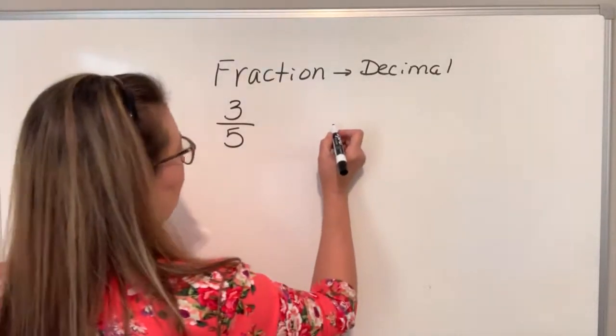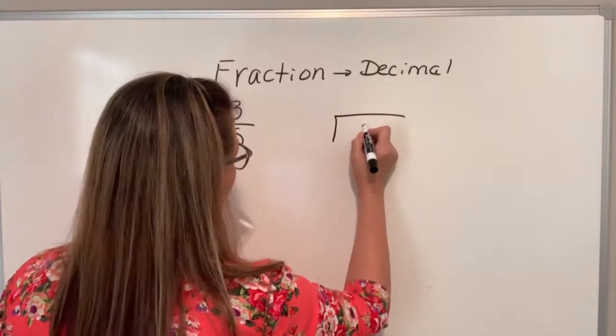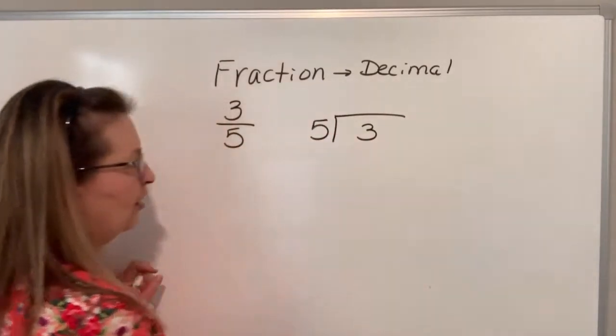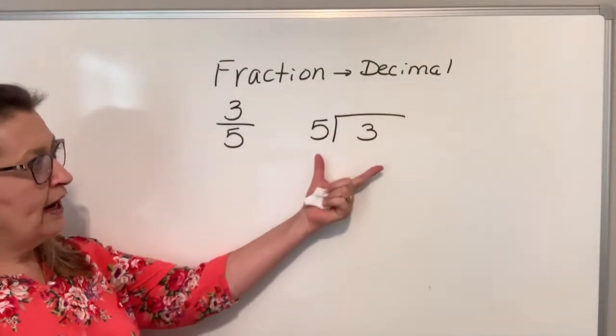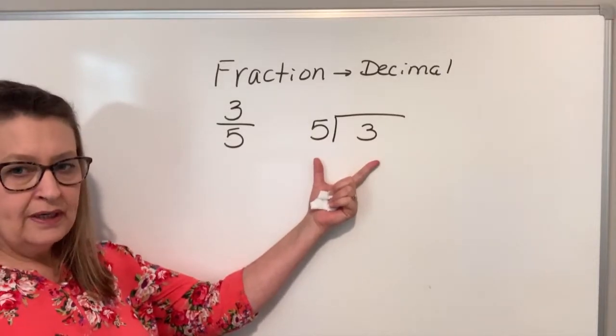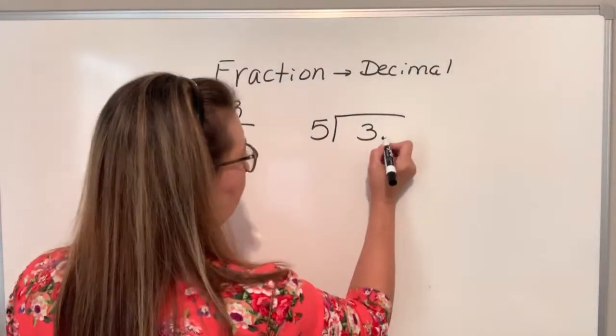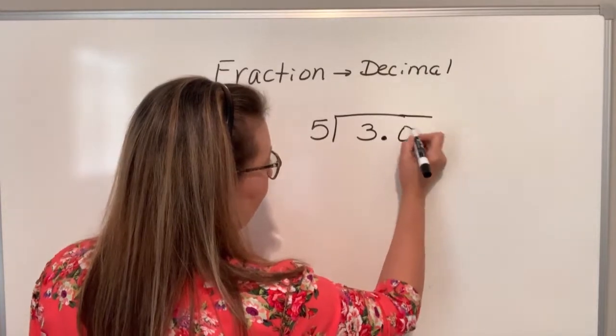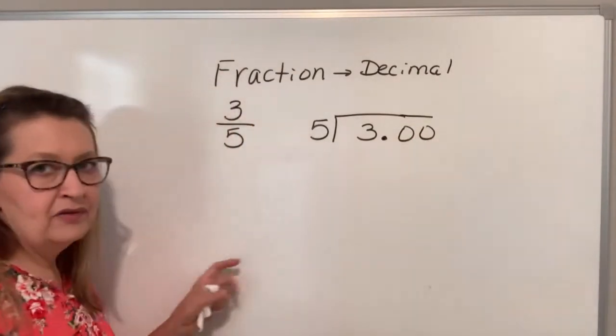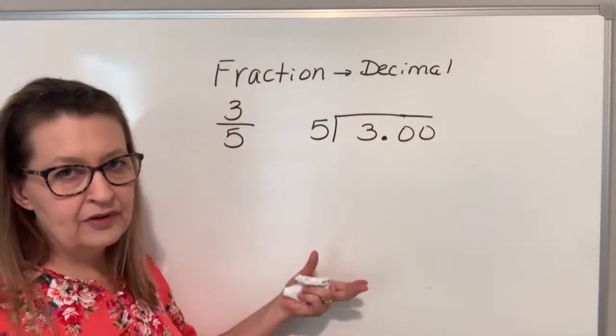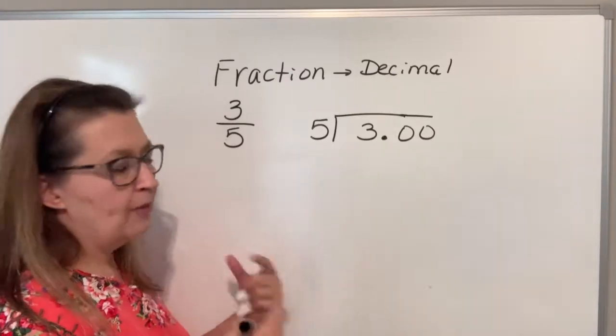You're going to put numerator divided by denominator. Okay? Now, 5 won't go into 3, so what do I do? I'm going to add a decimal. And I may not need both zeros, but I just usually start off putting the 2 zeros anyway. I can always drop one later.